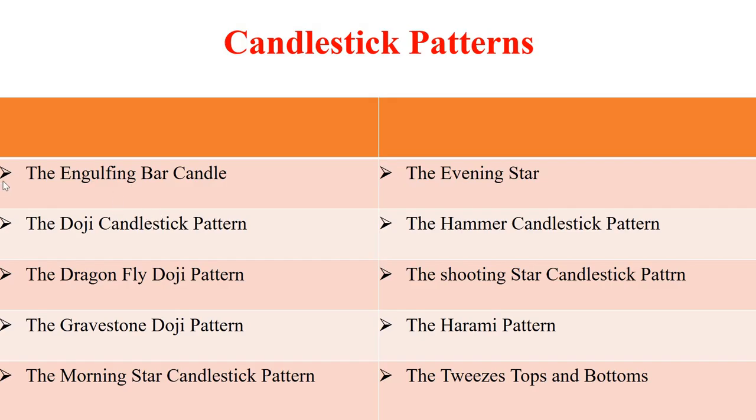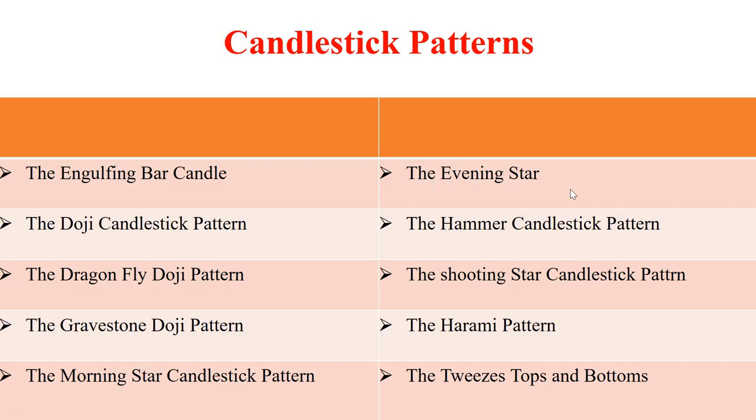Now, the first one we have is the engulfing bar candle. That is the first candlestick pattern we have. Then the second one we have is the doji candlestick pattern. Then we have the dragonfly doji pattern. Then we have the gravestone doji pattern. The next one is the morning star candlestick pattern.